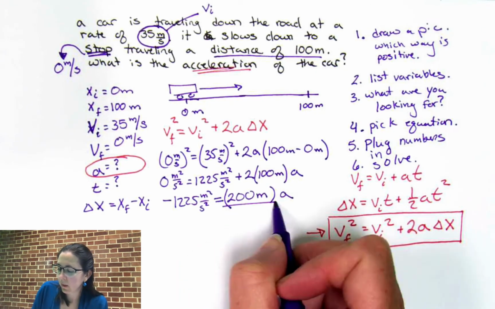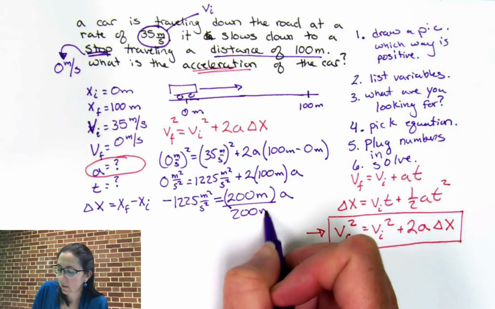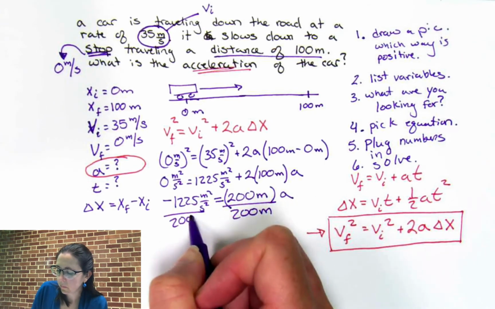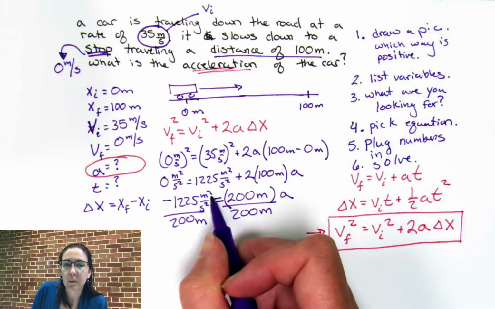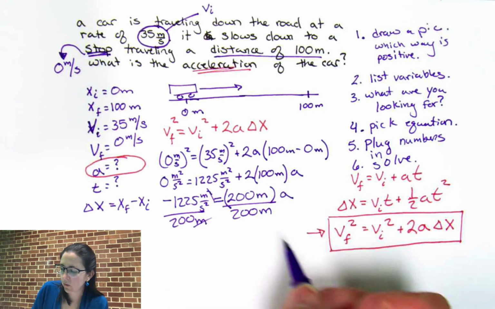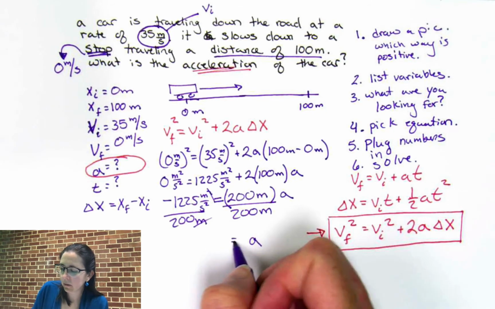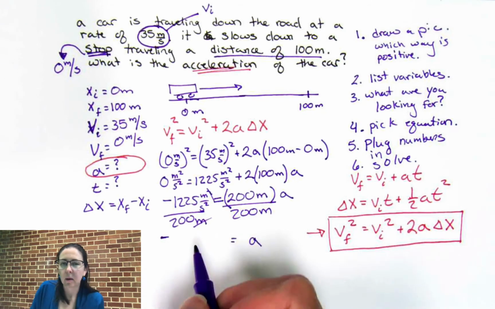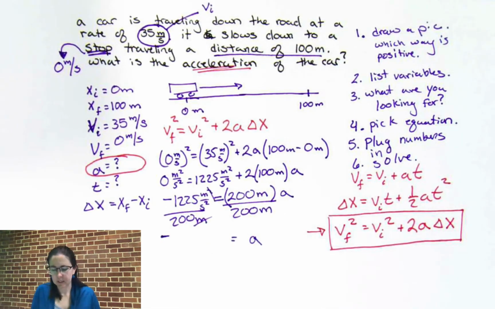Divide both sides by 200 meters. Notice how I have a meter squared up top here and a meters down here, so this meter will cancel with one of those meters, and my acceleration is negative. I'm just wondering if that makes sense, right? It's important that the numbers we come out with make sense.